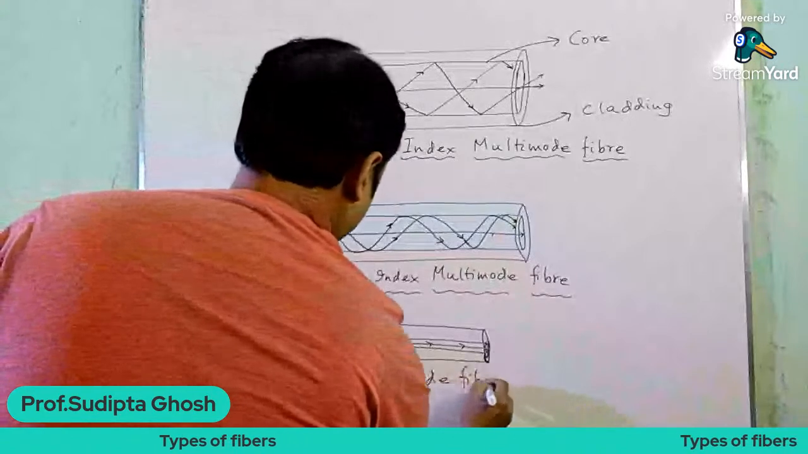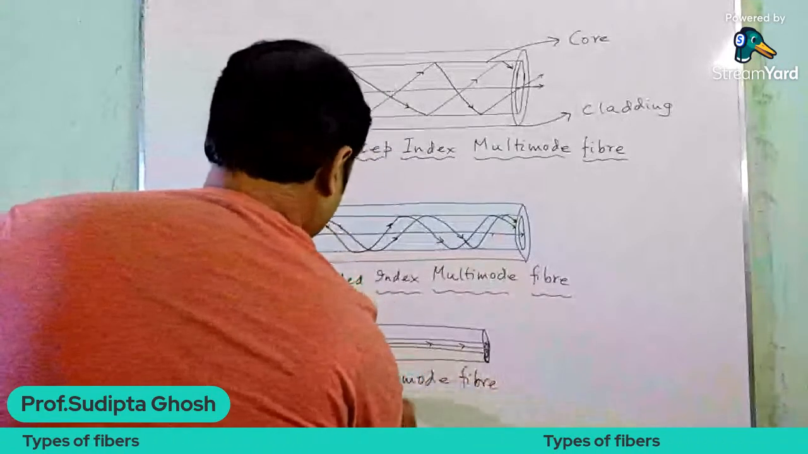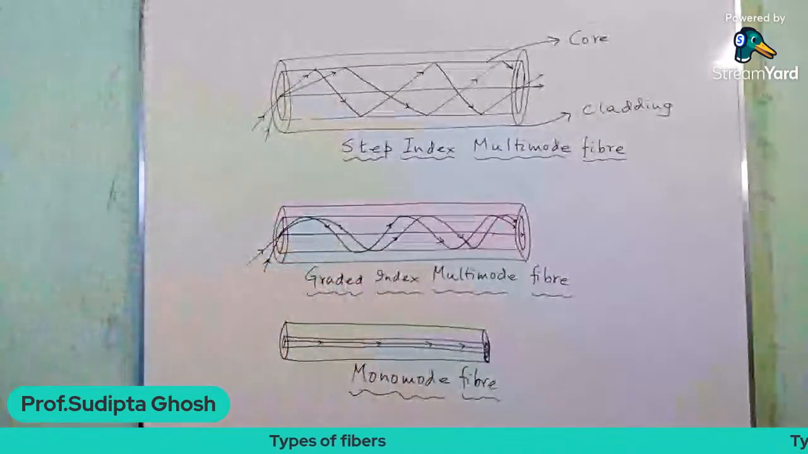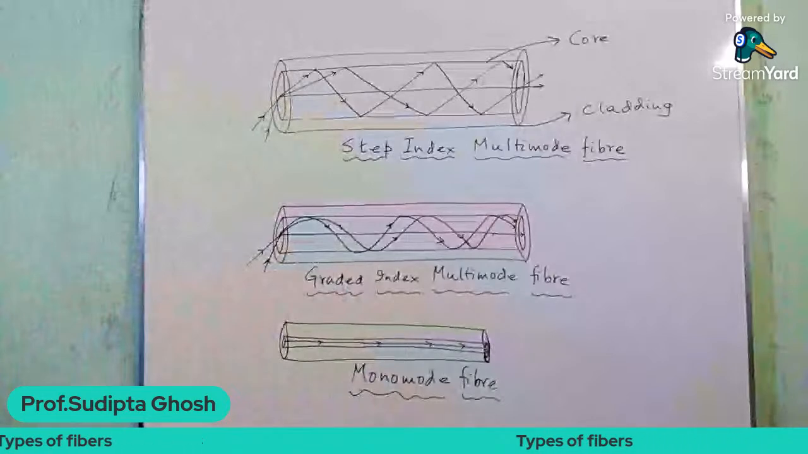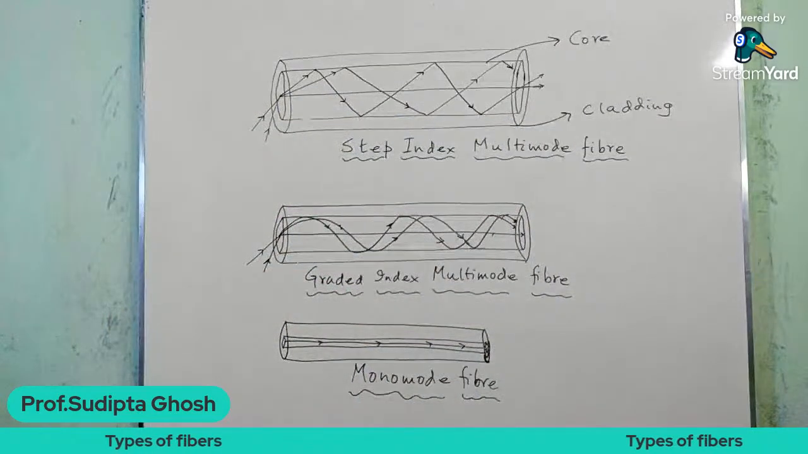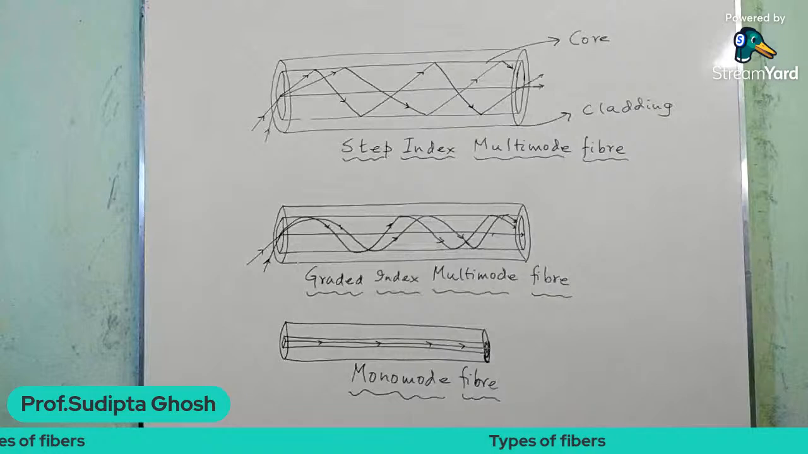Only one ray, or a single mode of propagation, is allowed within a monomode fiber. So now let us consider again the topmost figure of this picture, in which I have shown a step index multimode fiber.